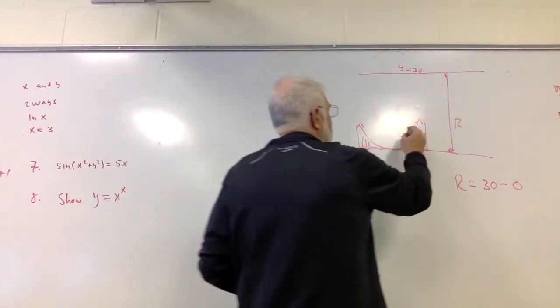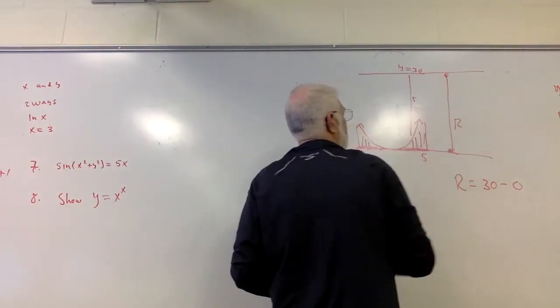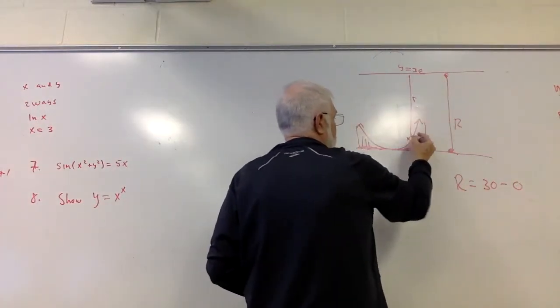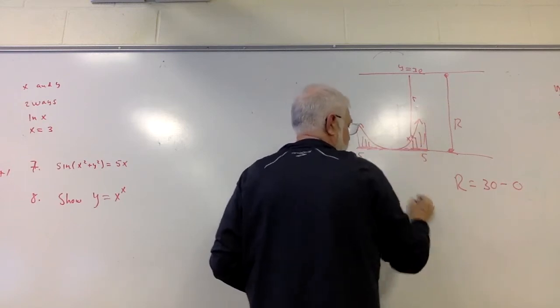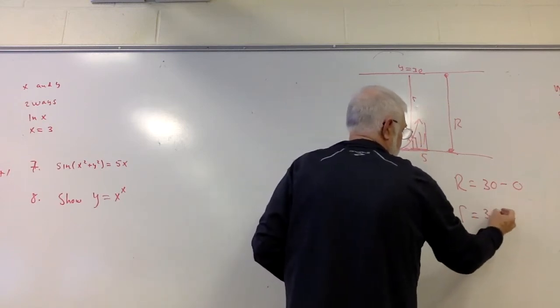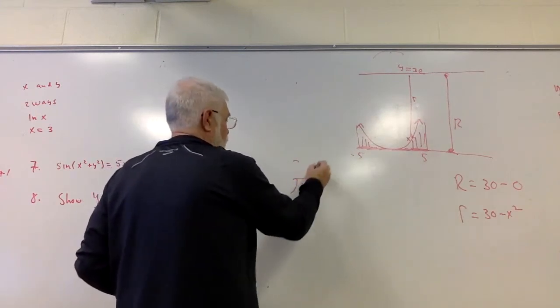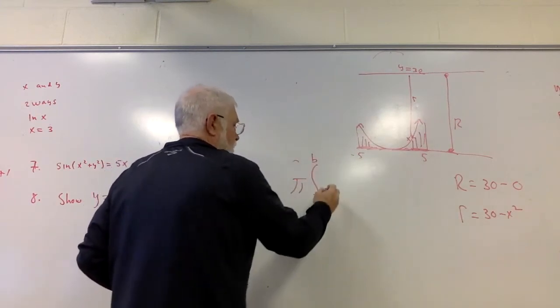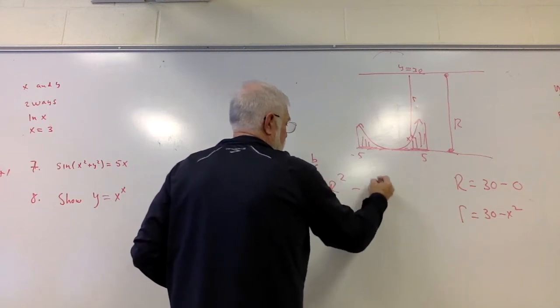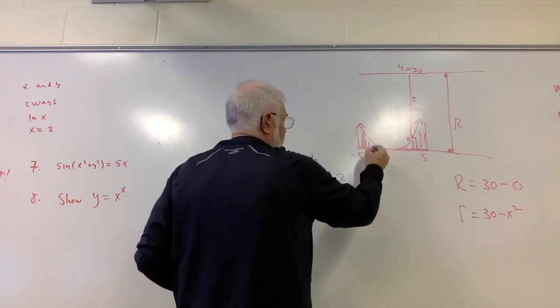Little r, right there. Little r is right there. And I guess that's x squared. And it looks like top minus bottom for little r is 30 minus x squared. Well, I guess we're cooking with gas now, a to b. Big R squared minus little r squared. And this is still in terms of dx.